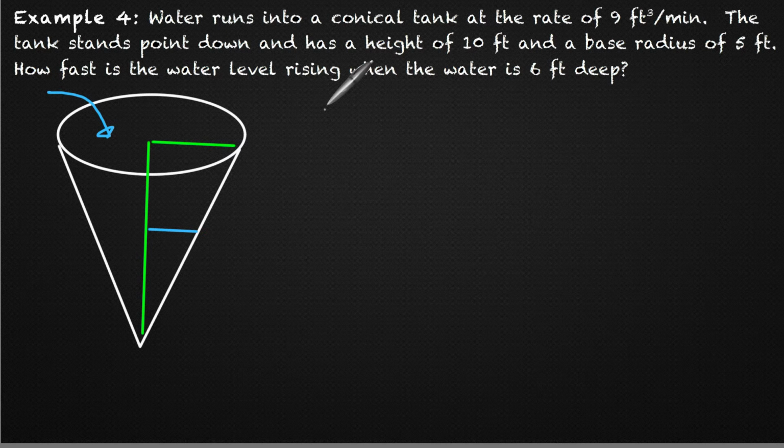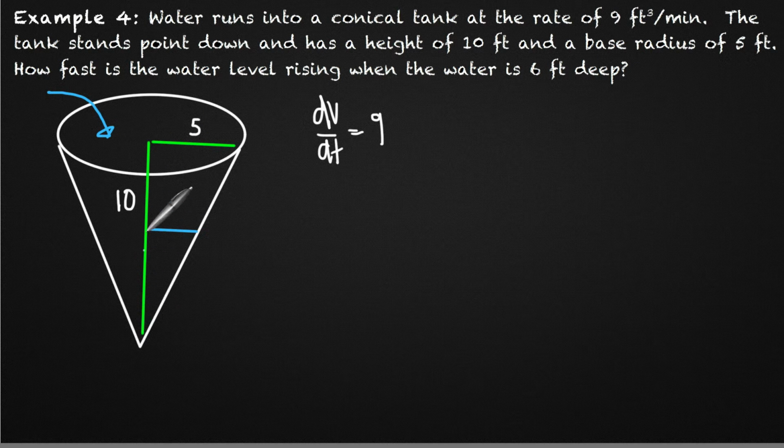So already they give us dV/dt. It's going to be positive 9. The tank stands point down and has a height of 10 and a base radius of 5. So this radius is going to be 5, and fully filled up all the way this is going to be 10. Now, there is a special relationship with cones that remains consistent no matter how much water is in the cone. It has to do with similar triangles from geometry.